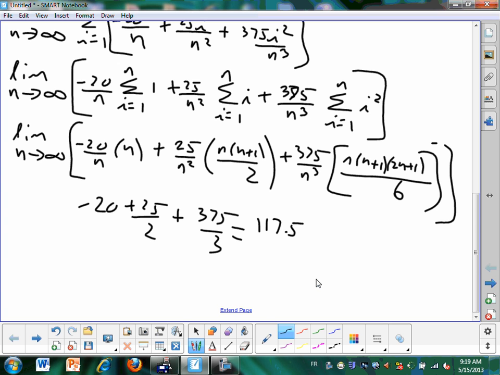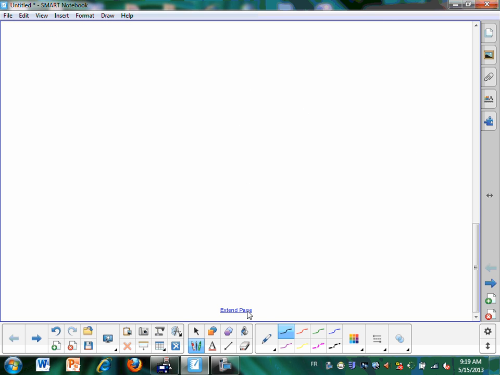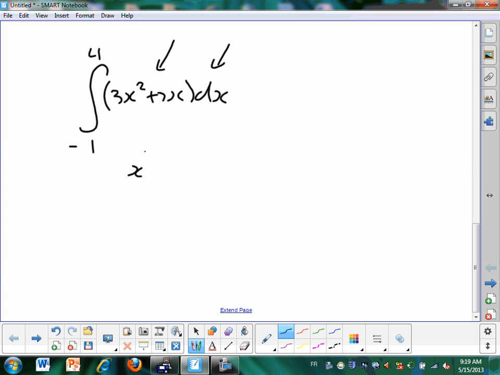Now, is there another method we could use to solve this? Absolutely. I can take the integral from -1 to 4 of 3x squared plus 7x. Once again, height of the function, dx is the width of the function. We're doing quite well. The integral of 3x squared is x cubed. The integral of 7x is 7x squared over 2, evaluated from -1 to 4.